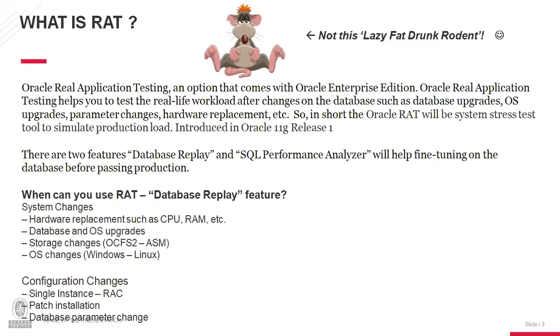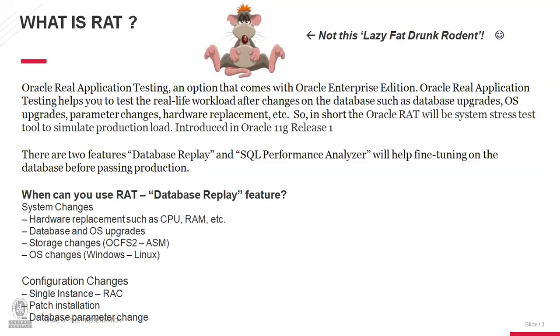So Real Application Testing is, as I said, an Oracle offering. It was introduced in Oracle 11g Release 1. It is there to replicate your production-like workload into your staging or any of your lower environments or lab systems. When it comes to RAT, it comes with two options. The first is Database Replay, which we have tested, and the second is the SQL Performance Analyzer. So there is a difference.